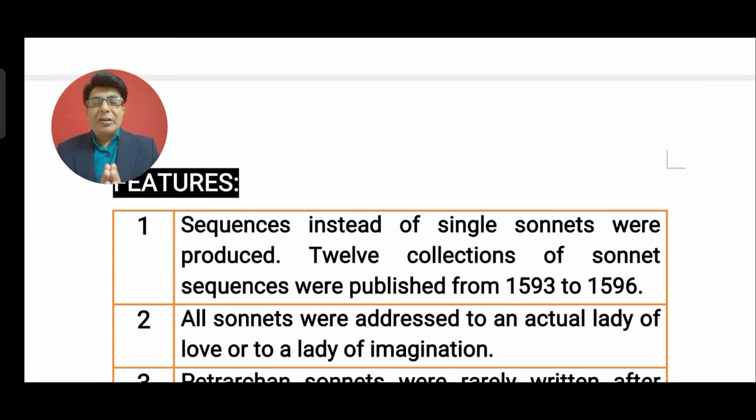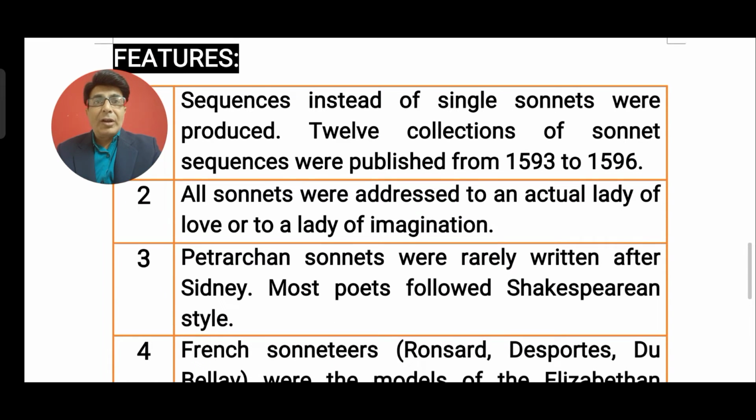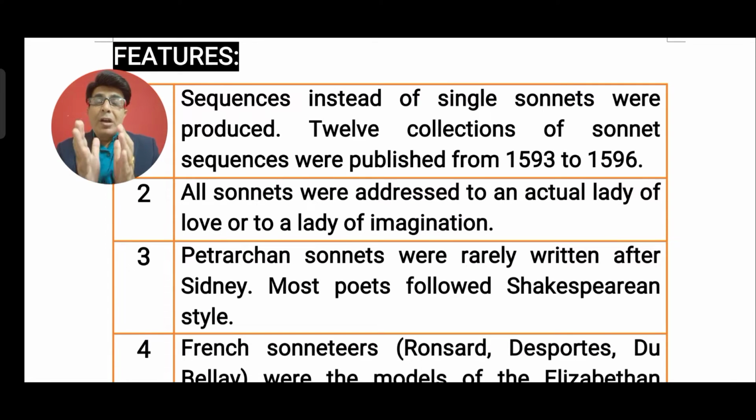What are the important features of Elizabethan sonnets? Then I have listed 7 important features of these Elizabethan sonnets. Number 1 is that most of the sonnet writers were writing sonnets in sequence. 12 collections of sonnet sequences were published from 1593 to 1596. So most of the sonneteers published the sonnets in sequence.